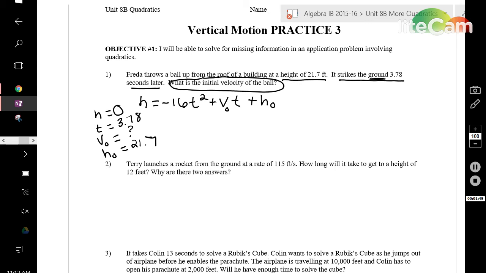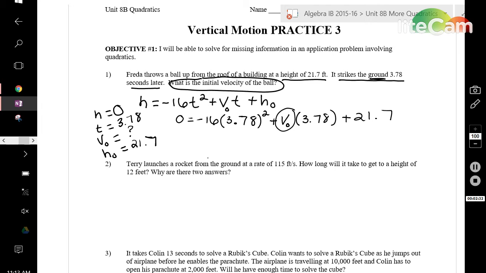So now I'm going to replace all the variables with the numbers that we just found. So I would have 0 equals negative 16 times 3.78 squared, plus, we don't know velocity, and the time, again, is 3.78, plus the starting height, which was given, 21.7. Our goal now is to get the missing variable by itself. And in this case, the missing variable is the velocity. So we can solve this equation using order of operations.